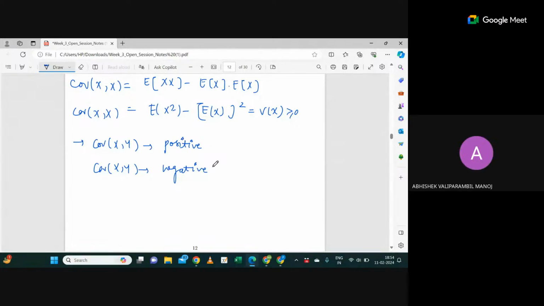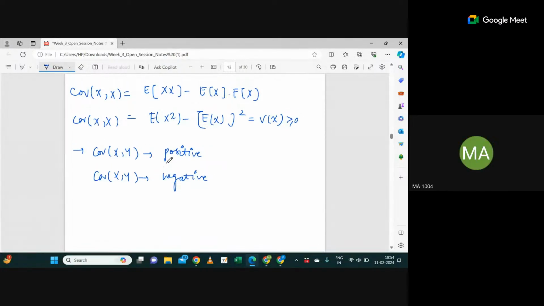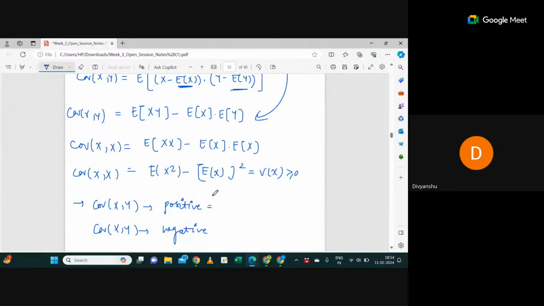Okay. Can any one of you tell me in which scenario this covariance will be positive and in which it will be negative? Yes, sir. When x square will be greater than, then it will be negative. So greater than E of x whole square. Greater than, see, we are not talking about x square. I'm talking about this terminology. Okay.